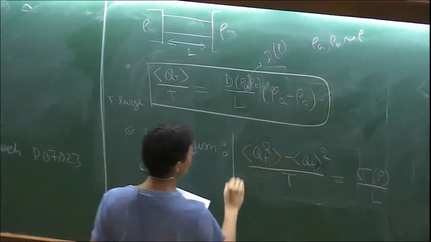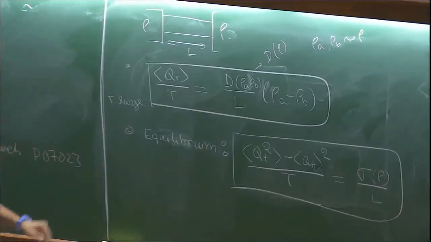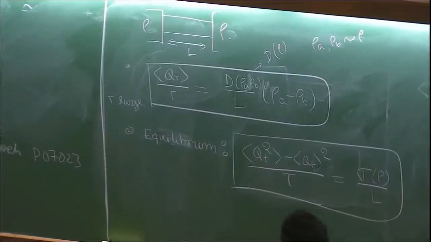So I need these two transport coefficients, sigma and D. And these two are actually related to each other by Kubo's fluctuation-response relation.